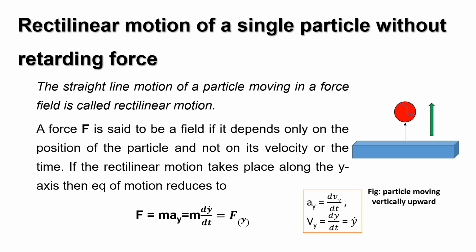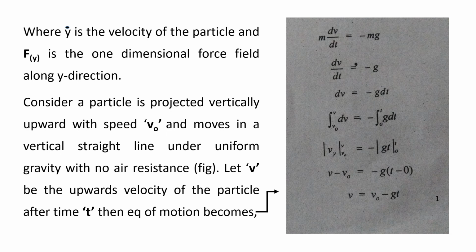So we can see there is a particle or object O moving on a straight line in the vertical direction. So F is equal to ma_y, that is equal to m d²y over dt², and that force will be equal to F_y. Here a_y, the acceleration in the y direction, will be equal to dv_y over dt, and v_y is the velocity in the y direction, which is equal to dy over dt, that is y dot, where y dot is the velocity of the particle and F_y is the one-dimensional force field along the y direction.